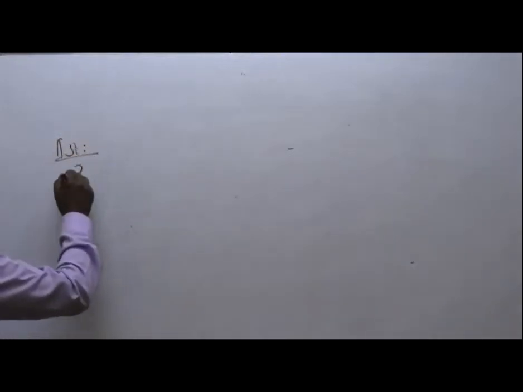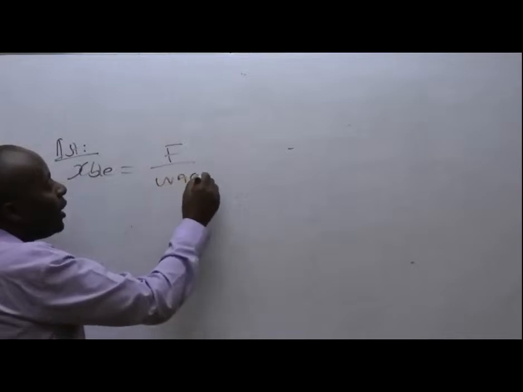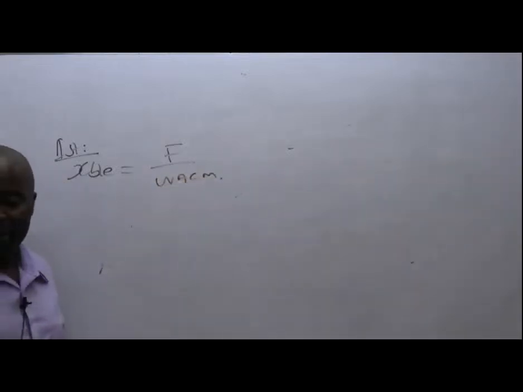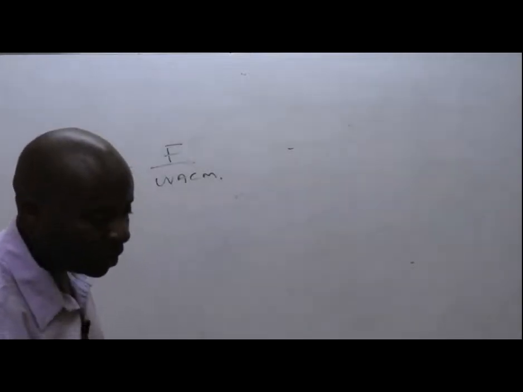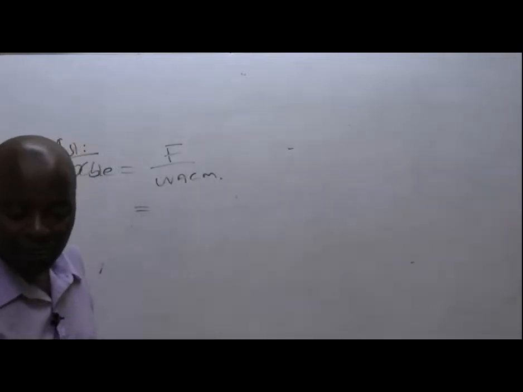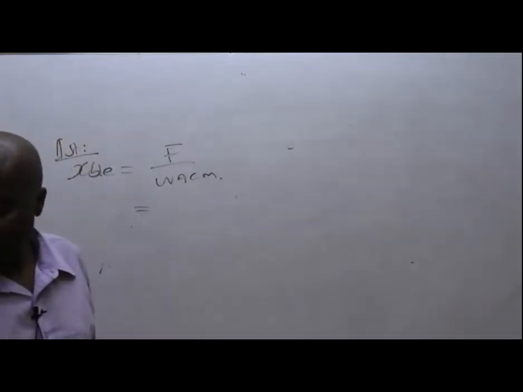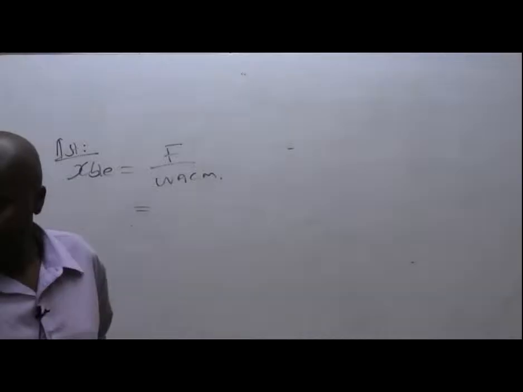So first, X break even. Because there are three products, I'll talk of fixed cost over WACM, which will end up giving me what figures, ladies and gentlemen? Fortunately, I have the fixed cost of the farm. The fixed cost of the farm has been provided. It is 8,000.